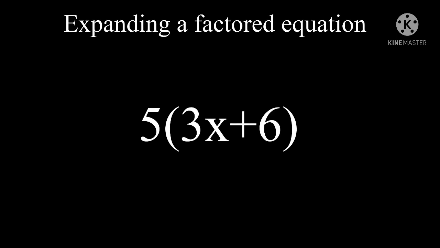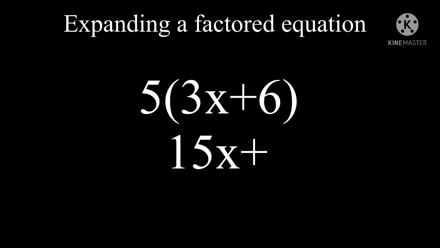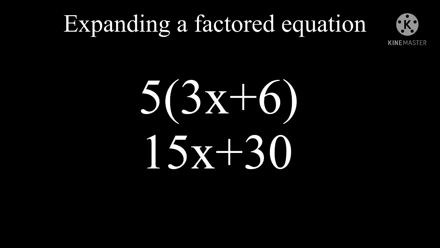Let's expand the factored equation 5 in parentheses 3x plus 6. So the first thing we need to do is multiply the first term by the second term. So 5 times 3x equals 15x. Now we need to multiply the first term by the third term. 5 times 6 is 30. So we have our equation, 15x plus 30.